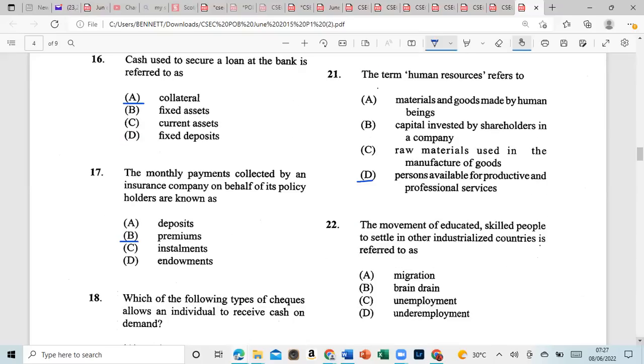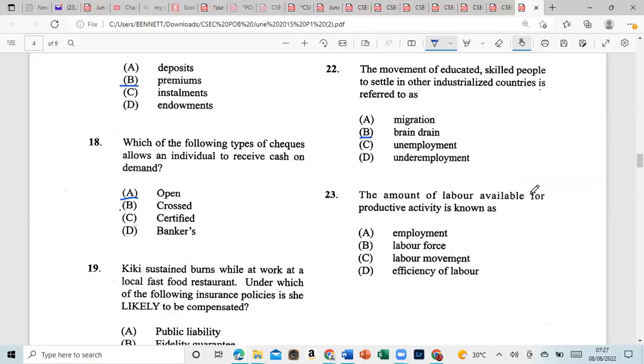All right, the movement of educated, skilled people to settle in industrialized country is referred to as, is it migration, brain drain, unemployment, or underemployment? Now, this would fall under brain drain because they are educated, skilled, and that is what is messing up the Caribbean. Everyone is going to America with their education and their skill to build their country instead of to build our Caribbean country. Some of you guys will be doing it also. So that's brain drain. We have to build Caribbean people, all right?